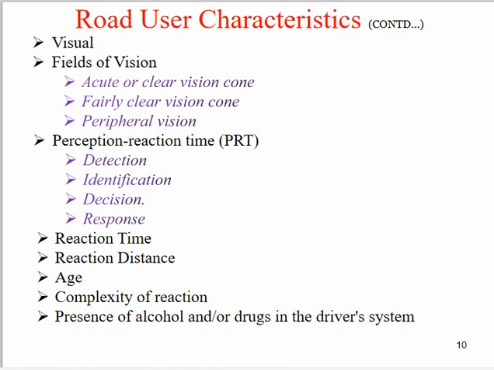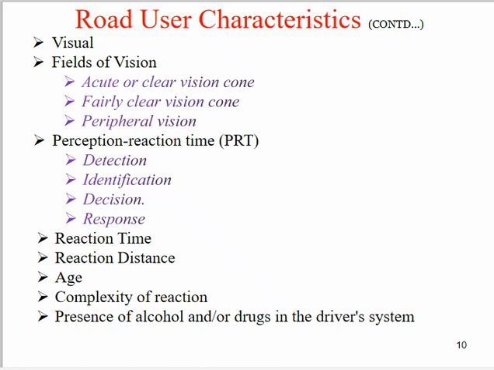Next is the perception or the reaction time, abbreviated as PRT. Here it relates to the detection, then the identification, decision, and the response of the driver while he is driving his vehicle on the road. That is the total process by which the driver of the vehicle or the car makes his decision once he visualizes any sort of an obstruction. Then the reaction time, then the reaction distance, then the age of the user, and the complexity of the reaction.